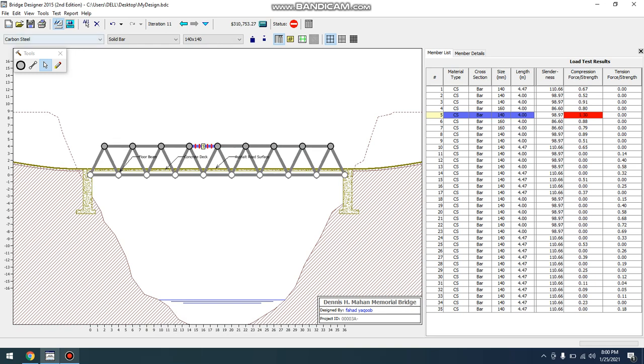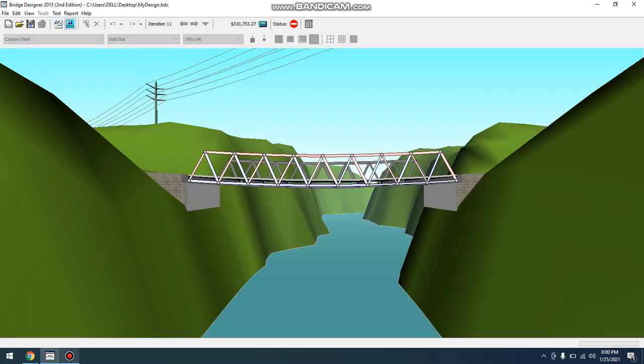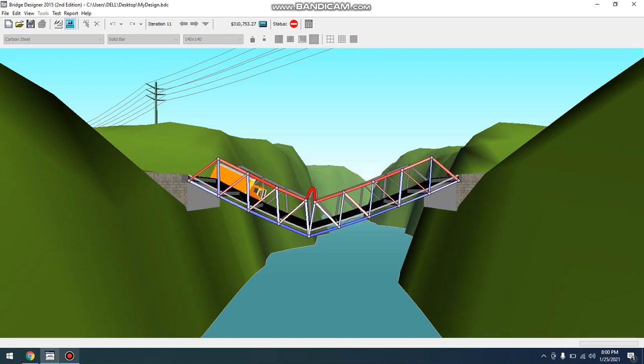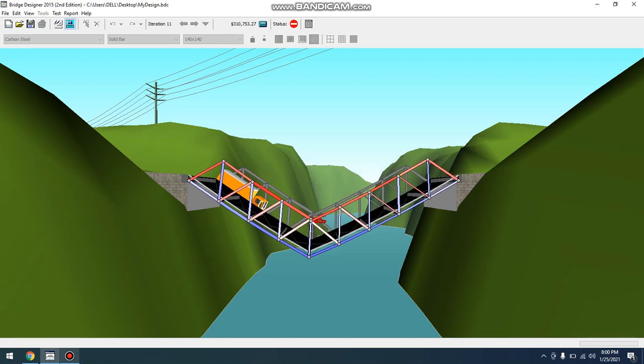I run the analysis, and through animation you see the behavior and the failure of the truss. You see that due to its own weight, the truss can bend. The bottom chord experiences tension and the top chord experiences compression. And you see that due to the insufficient cross-sectional area of this top chord, the structure has failed.